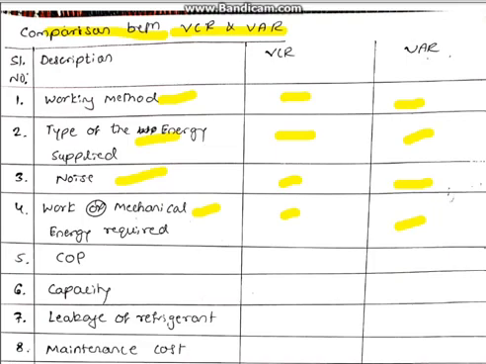Next point, coefficient of performance or COP. In a VCR system, although the COP is relatively higher, it reduces at part load conditions, but in the case of a VAR system, although the COP is relatively lower, it will be more or less the same at part and full load conditions.